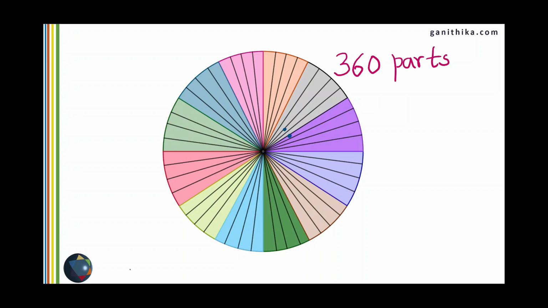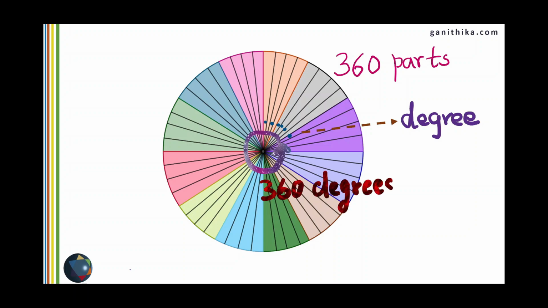So the angle made by these parts is named as 1 degree. So when a circle is cut into 360 equal parts, the angle made by one part is called a degree. So degree is a unit to measure the angles. So in a circle, we have 360 degrees.